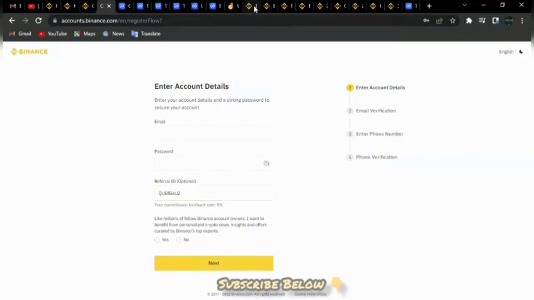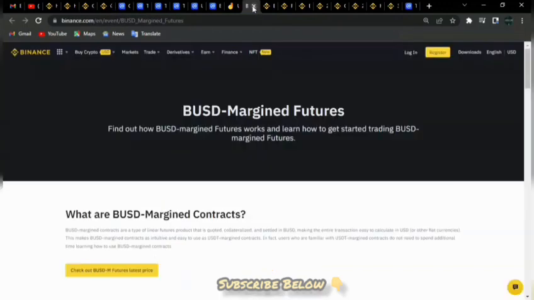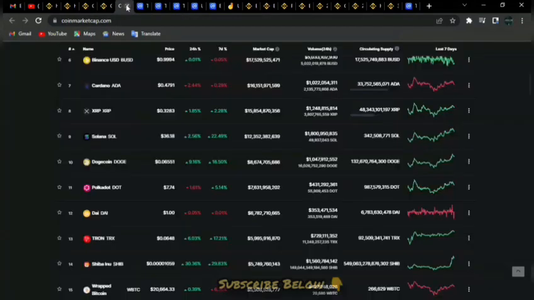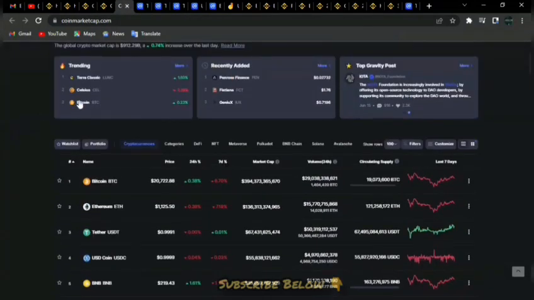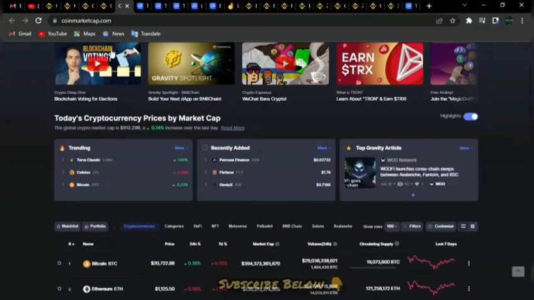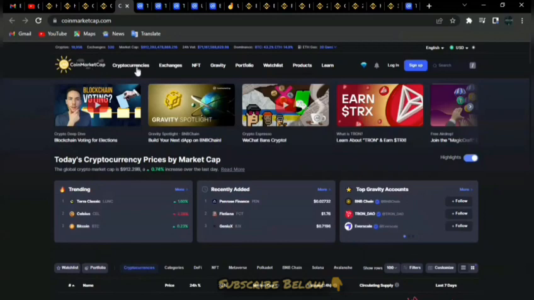Now once you're logged in, you can go ahead to start trading on the Binance platform or start using the Binance futures platform. Now when we go over to CMC, you can see CMC is the world's leading crypto data website, where you get access to information about crypto assets and more.